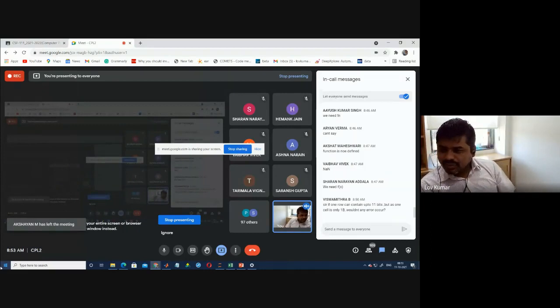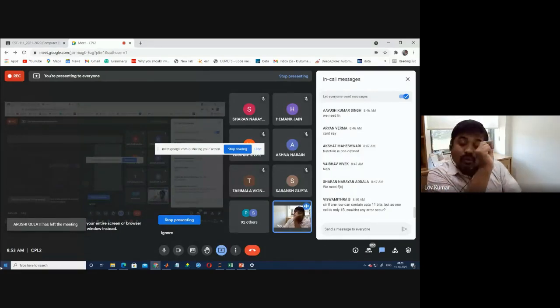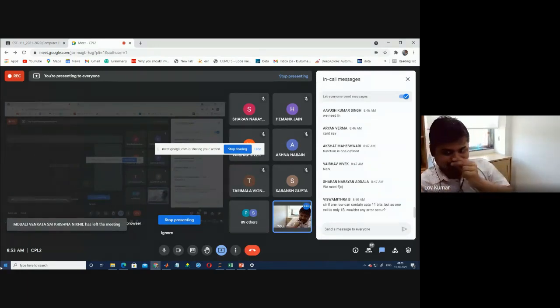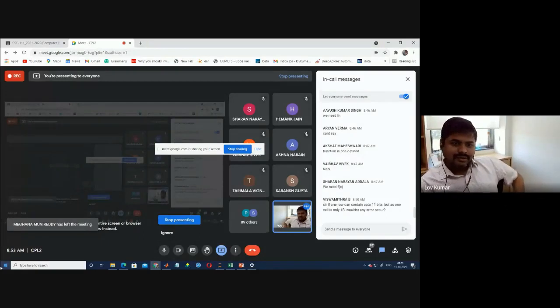Okay, so one question is coming: if one row contains up to 11 bits, but one cell is only 1 byte, would there not be any problem? What I'm saying is that the size of the cell is fixed. The size of the cell is 1 byte, 2 bytes, or 4 bytes. We are not talking about one row. We are saying the size of the address is 11 bits. Size of the address means in front of the room you are writing the address. That will take 11 bits. Inside the room, whatever item you are going to put will contain 1 byte. You can only put 1 byte inside the room, but when you are writing the address, you are using 11 bits. Clear? Any other doubt?